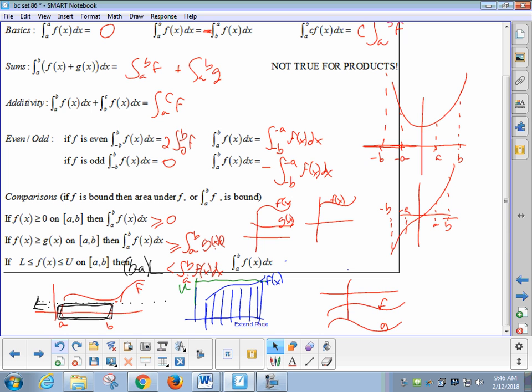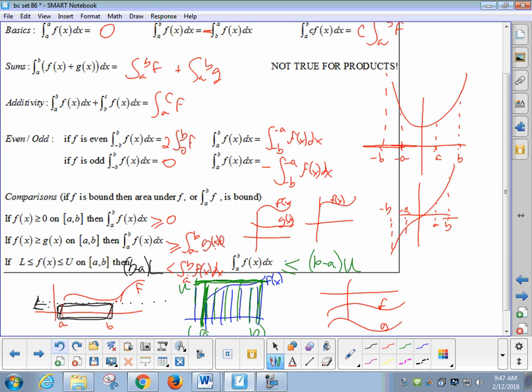Now, because that curve always has to be less than some constant U, I could say, here's an upper bound. If I compare the area under F to the area under U on the same region, this green region has to be greater than the blue region because the height is greater than or equal to at all places. That green region is a rectangle with a base of B minus A and a height of U, so its area must be B minus A times U.